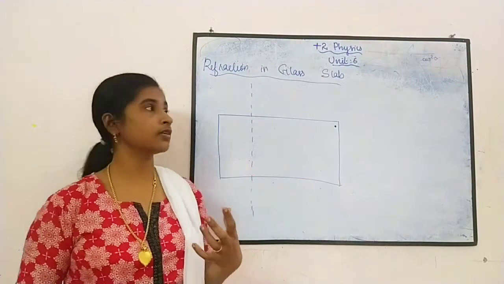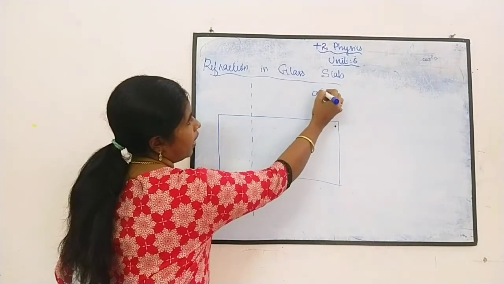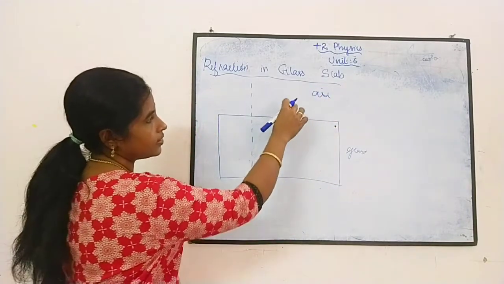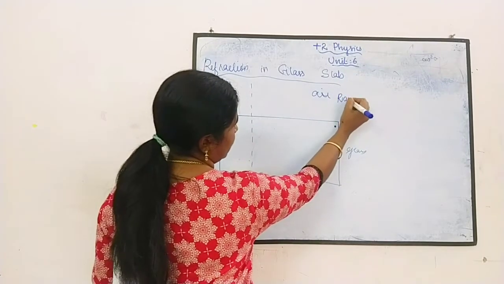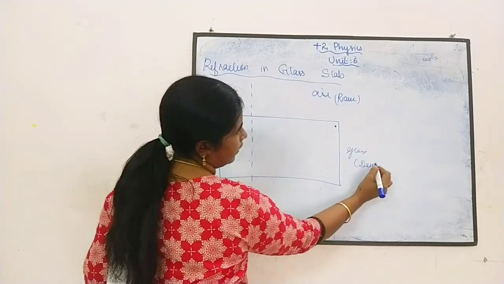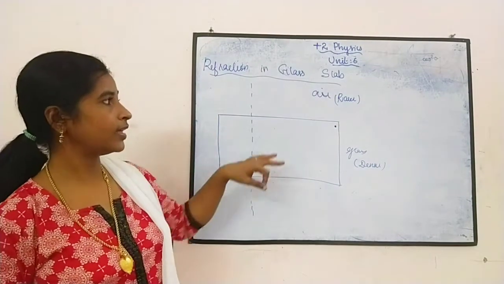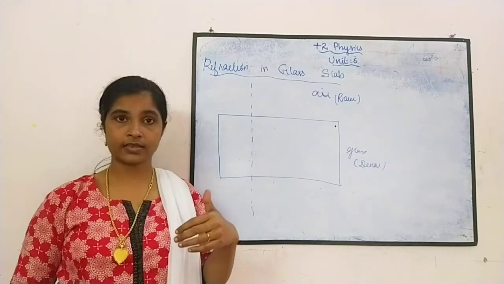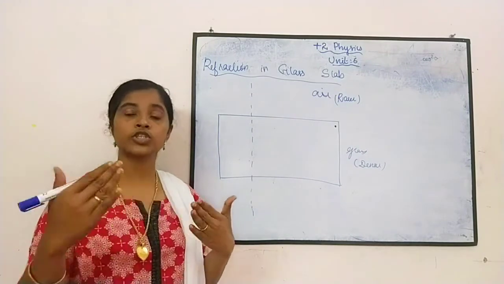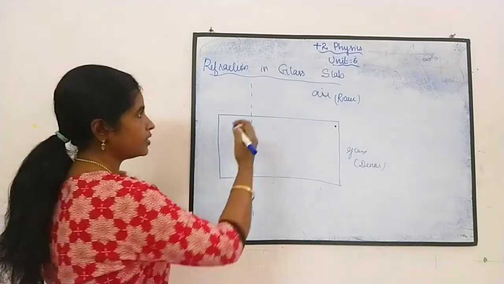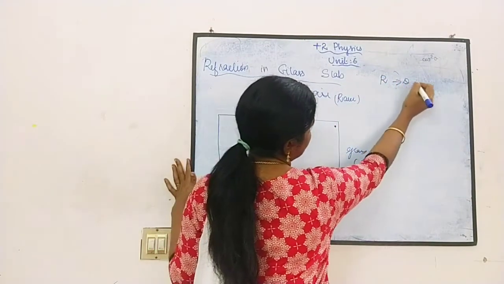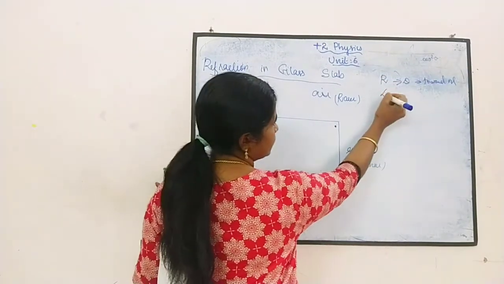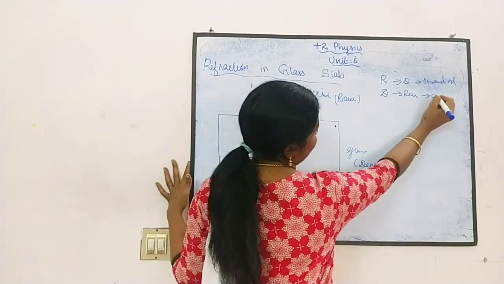When the light is, this is the air medium and this is the glass medium. We know that air is the rarer medium. This glass is the denser medium when compared to air. So we know that when the light enters from a rarer medium to a denser medium, the incident light will be refracted towards the normal. When it travels from rarer to denser, it will be towards the normal. Always keep this in mind. And also when it travels from denser to rarer, it will be away from the normal.